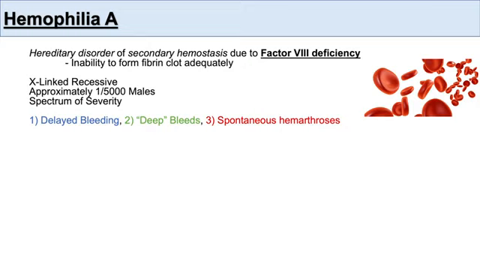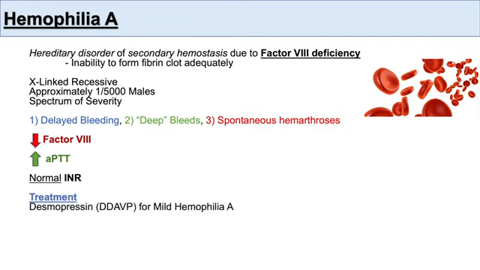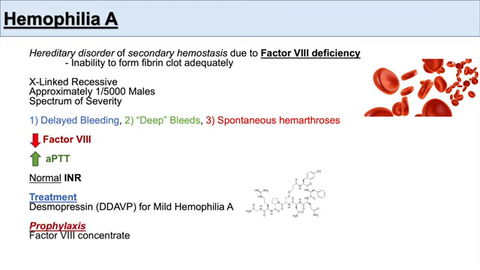Lab investigations generally demonstrate a decreased expression of factor VIII as well as an increased PTT. However, the PT and INR are normal. Treatment involves using desmopressin or DDAVP for mild forms of hemophilia A. DDAVP is an analog of arginine vasopressin. And for more severe conditions, we can use factor VIII concentrate and tranexamic acid prophylactically.